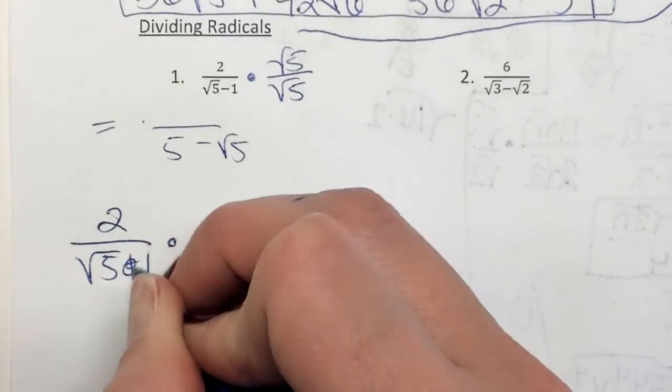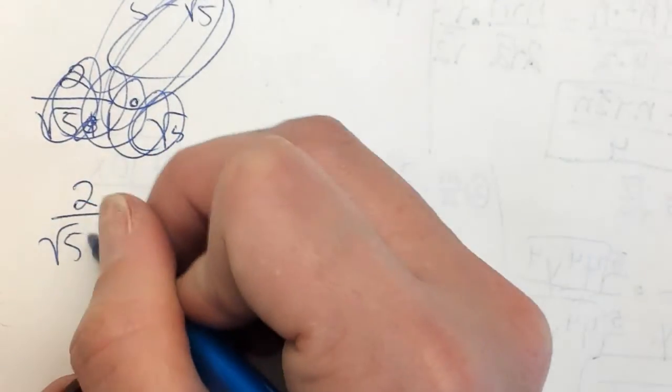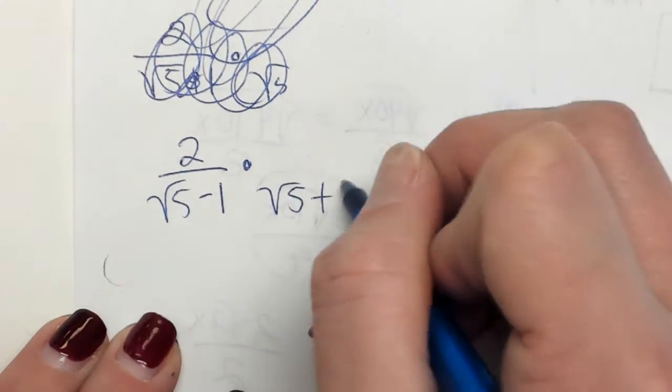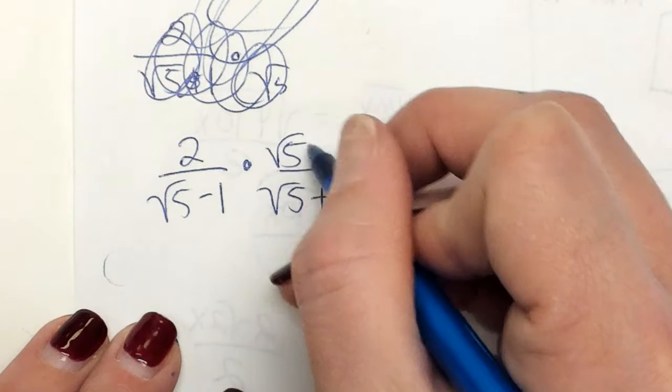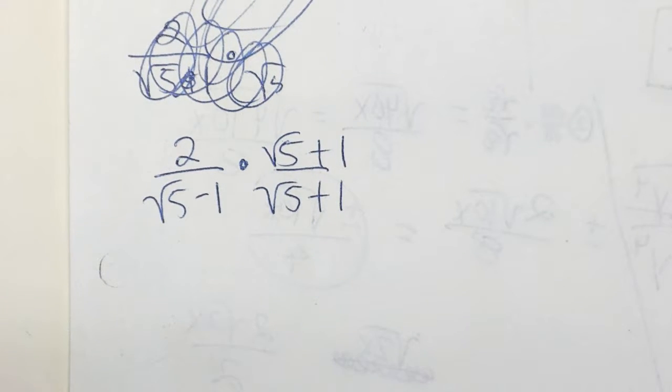Oh, I wrote it here. Gosh, I hate when I mess up in pen. Alright. 2 over square root of 5 minus 1, times the conjugate, which would be square root of 5 plus 1. And you have to multiply the bottom and top by it. What you do to one, you have to do to the other. Zoom out a little.